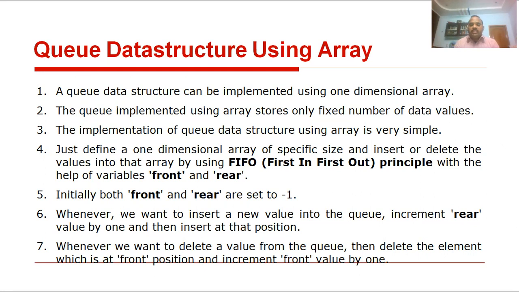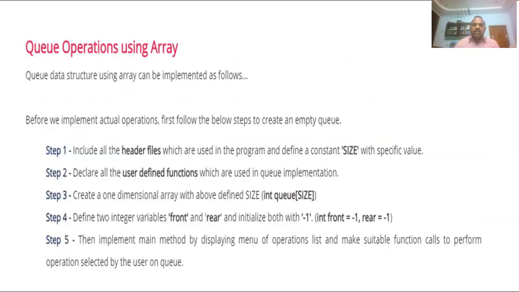So there are two ends, front and rear ends. Initially front and rear equal to -1. So whenever we want to insert an element into the queue, the rear is incremented. At the rear position, we will insert an element. Clear? So we want to remove an element from the queue. So front is incremented by 1 itself. Clear? So this is the queue data structure using array.